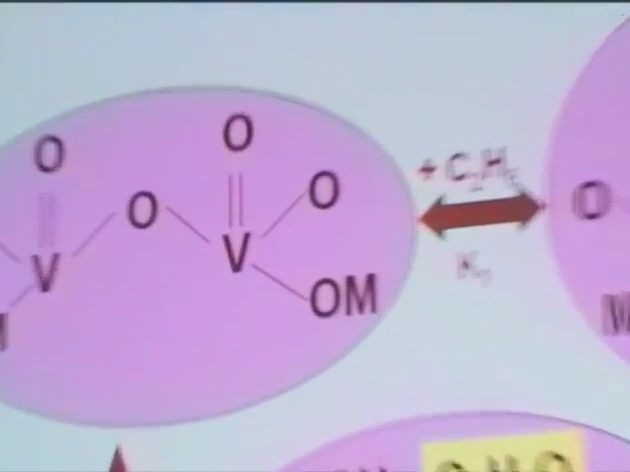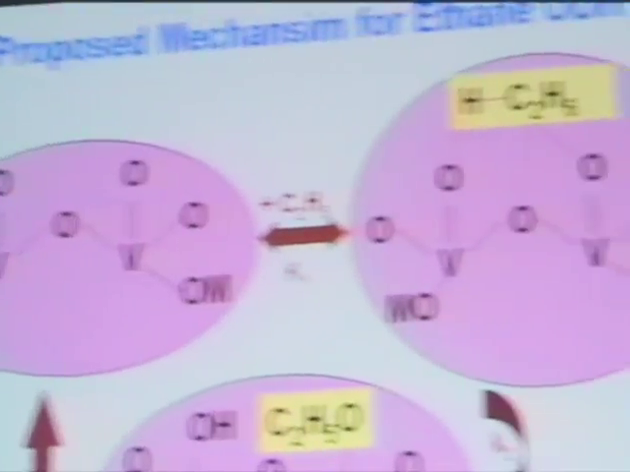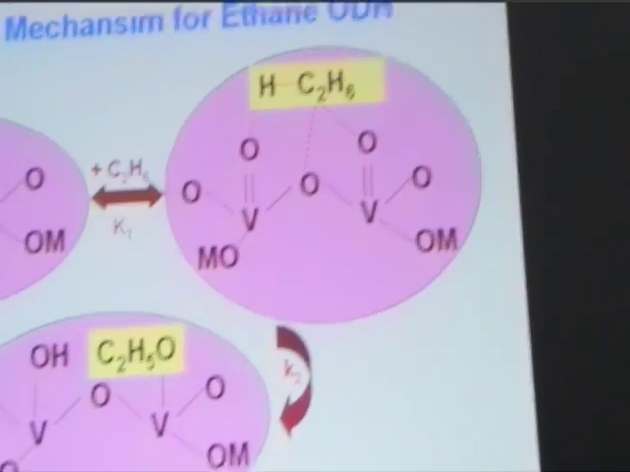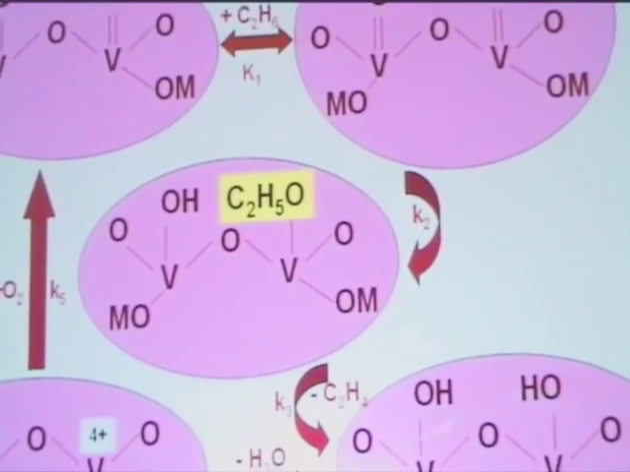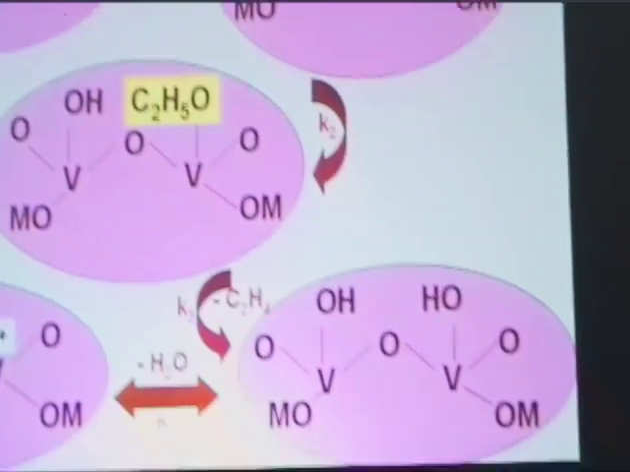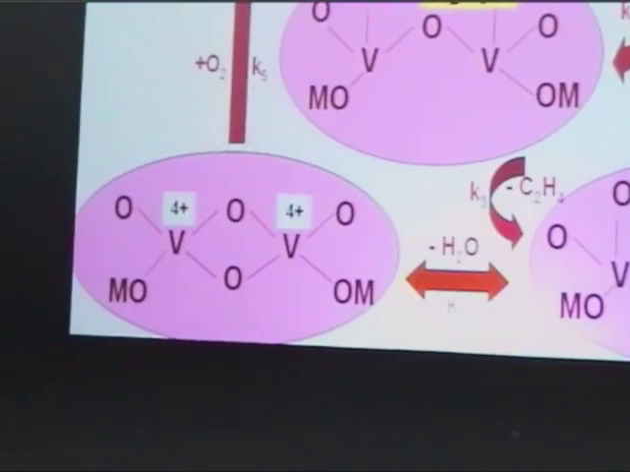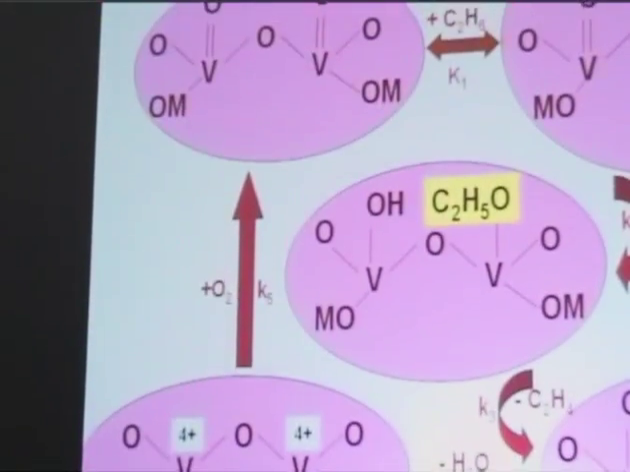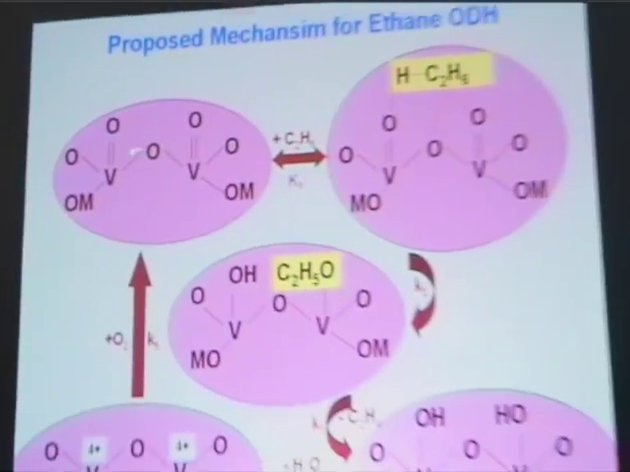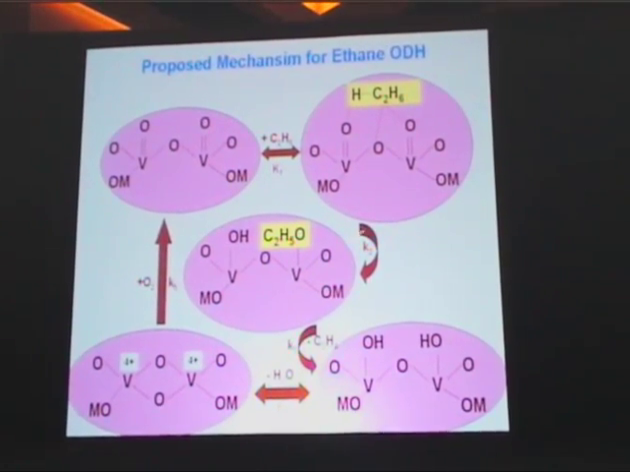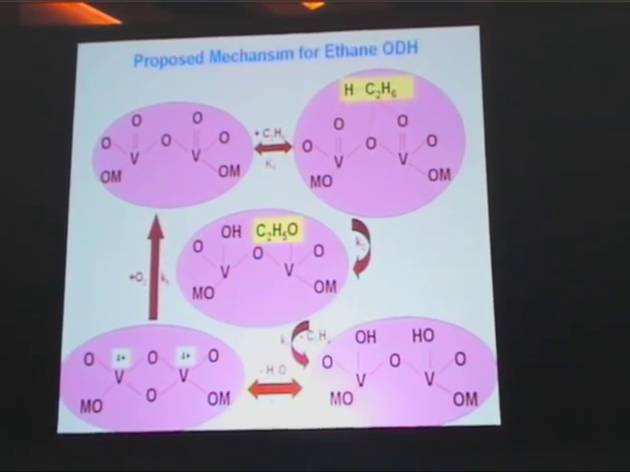So we take this and now we extend the mechanism. So we have the transfer of the second hydrogen to release the olefin. We get two hydroxides. They condense to give us a reduced center and release water. And then we have the rapid reoxidation. And at this point, we assume that this reversible step is at equilibrium. And this is the rate limiting step.